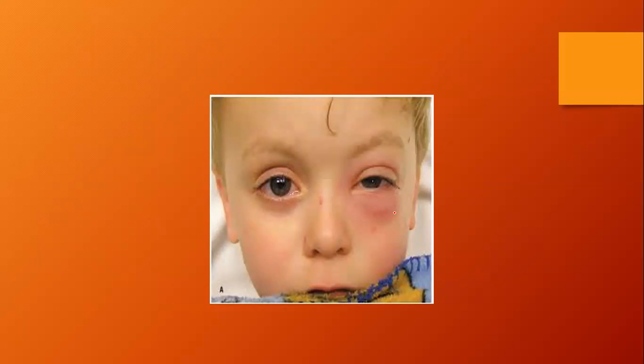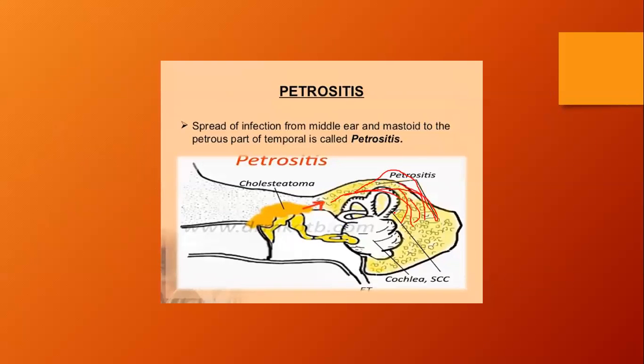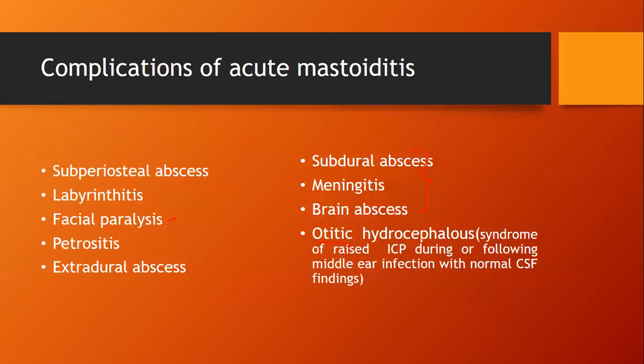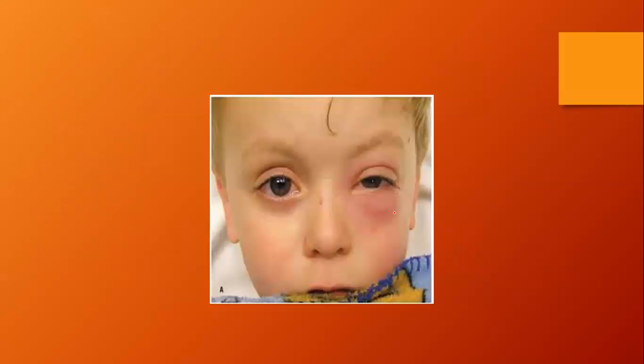So this is a picture of a patient with subperiosteal abscess. Okay. This is the subperiosteal abscess of infection.